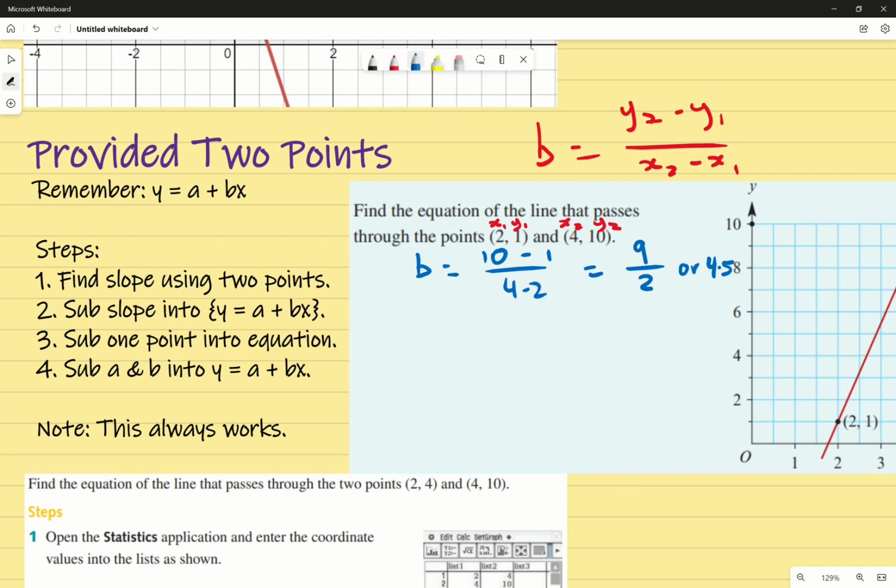Okay. Next step is to substitute that into our equation. So I'm going to write it in a different color so we can see. y equals a plus bx. And instead of writing b, I'm going to write 9 over 2 x. If you would like to work with decimals, you're more than welcome to leave it as 4.5, by the way.